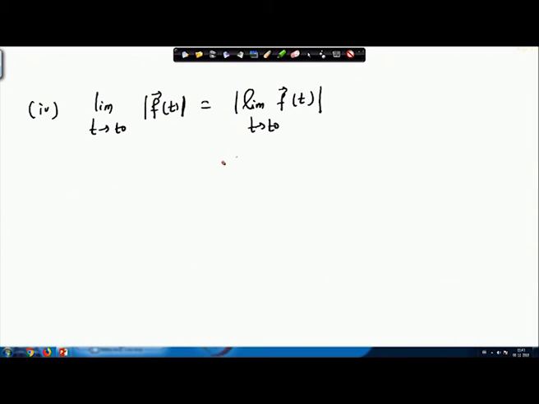Now, in the next class, we will start with the continuity of a vector function, and probably we will also introduce the concept of differentiability of a vector function.